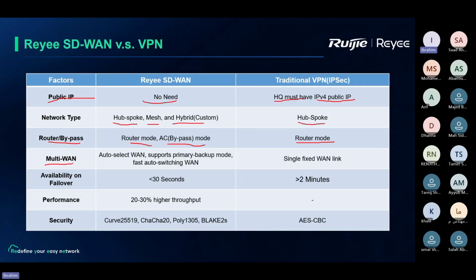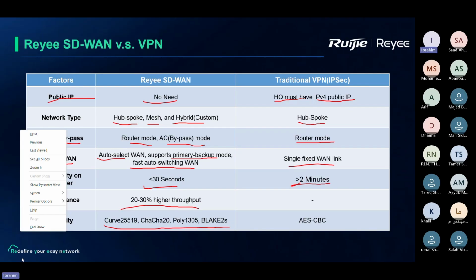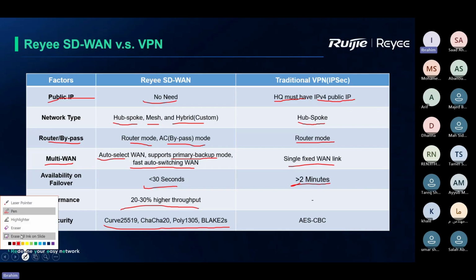Multi-WAN, if you have multiple WANs, you can have auto select support, primary and backup mode, and fast auto switching WAN. In the VPN we only have a single fixed WAN, with failover of less than 3 minutes; here it is 30 seconds. 20 to 30% higher throughput. For security, we are using the cutting edge security algorithm in the SD-WAN. So all these features we have in the SD-WAN.